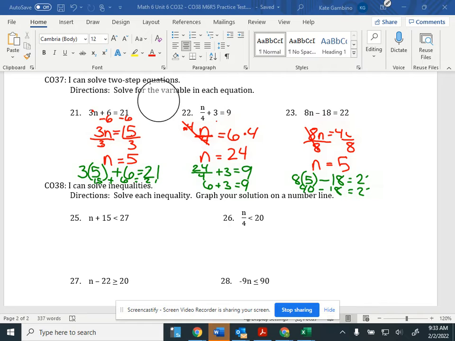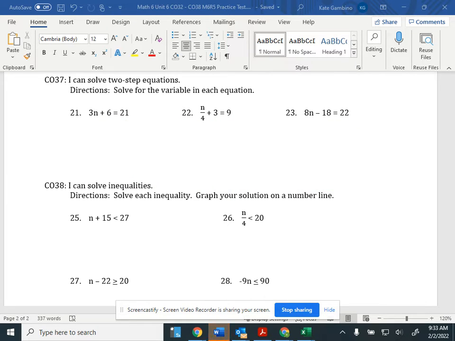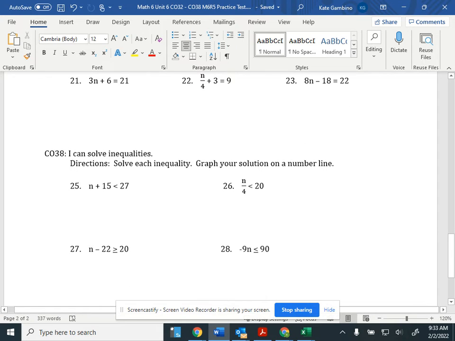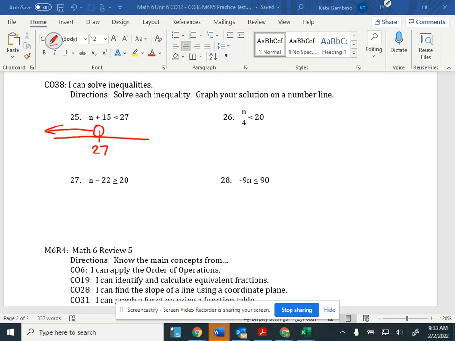Then we come to our inequalities. Oh, we just covered it and everybody forgot. N plus 15 is less than 27. Most people forgot, not everyone. I had a lot of people who graphed 27. And then they said, okay, it's just less than, so it's an open circle and it's pointing to the left. Perfect, done. What's wrong with that?